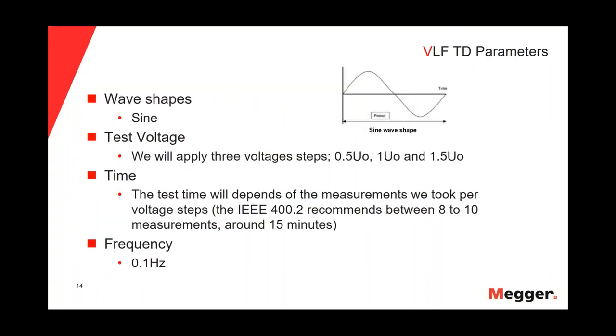The parameter involved in the tan delta test is the wave shape. The wave shape must be sine, as I said. For the test voltage, we apply 3 voltage steps: 0.5 U0, 1 U0, and 1.5 U0. This is according to the IEEE 400.2. The test time will depend on the measurements we take per voltage step. The IEEE recommends between 8 to 10 measurements per voltage step, so it will take around 15 minutes. And as I said in the previous slide, the frequency must be 0.1 hertz. We cannot decrease the frequency when we are doing a tan delta test.